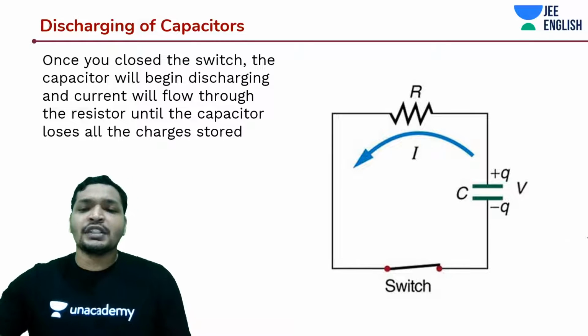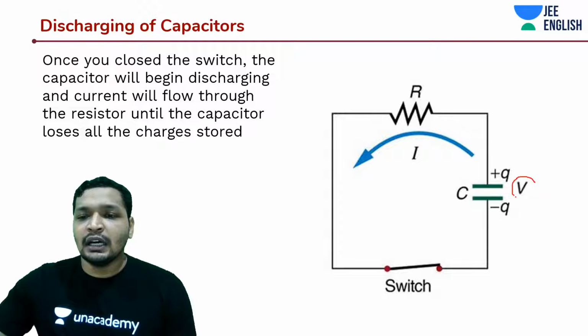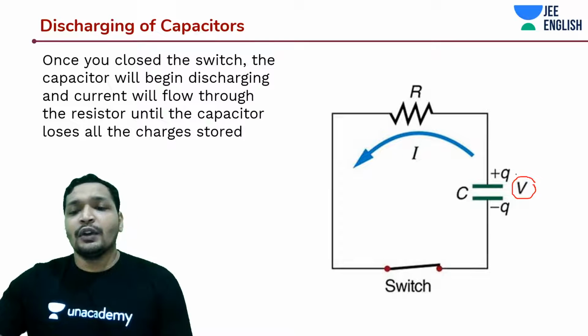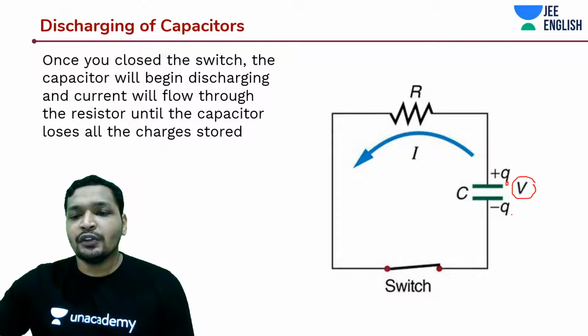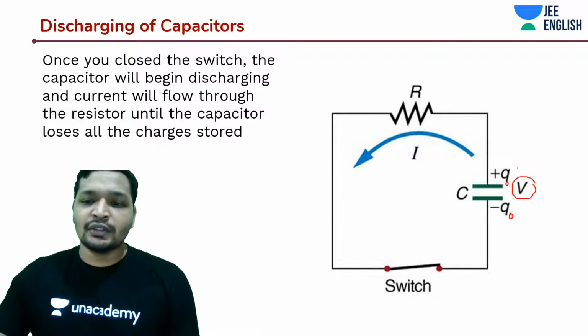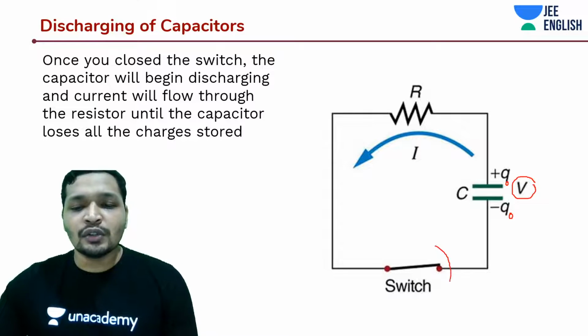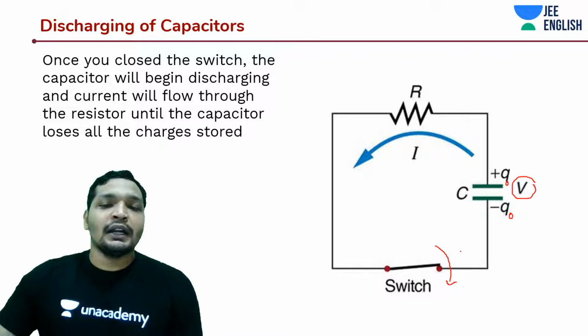So let's assume you have charged a capacitor to potential V, and it has a charge accumulated on its plates. One plate is going to be plus Q naught and the other is going to be minus Q naught. I say Q naught because it's the initial charge I'm assuming. And what happens once you close the switch? Once you close the switch, some current will start flowing through it.